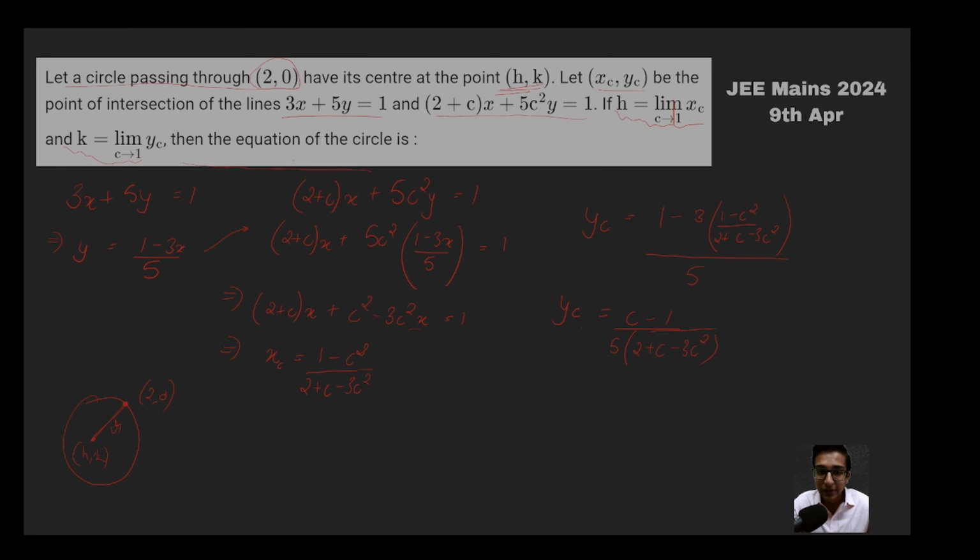Now again, this was a very good question. The first thing that should have struck your mind while looking at this question is that they have given us limit c tending to 1 of xc and c tending to 1 of yc.